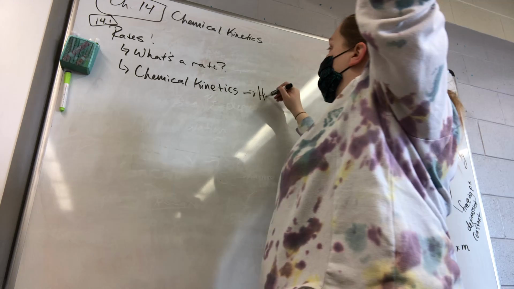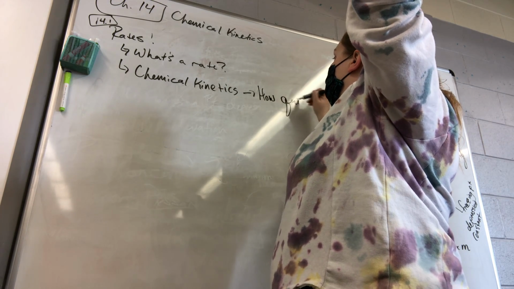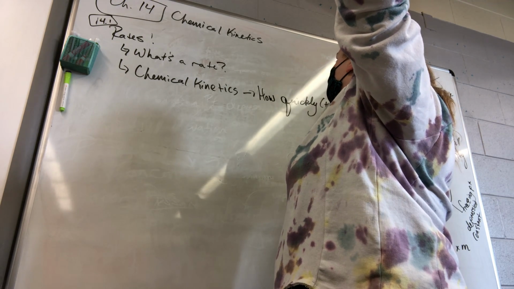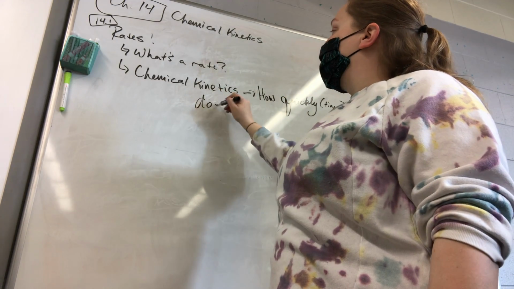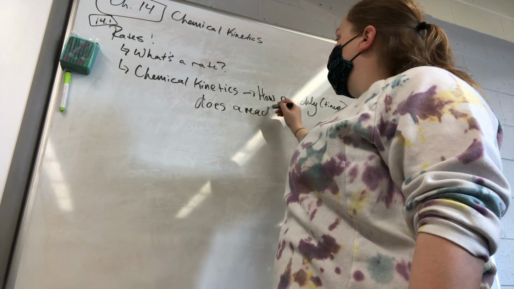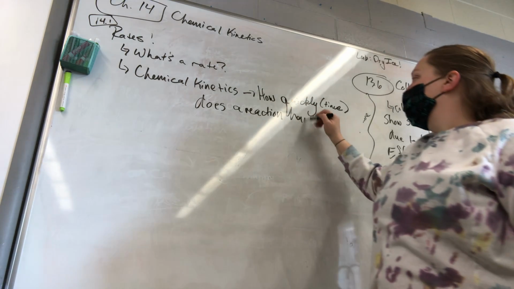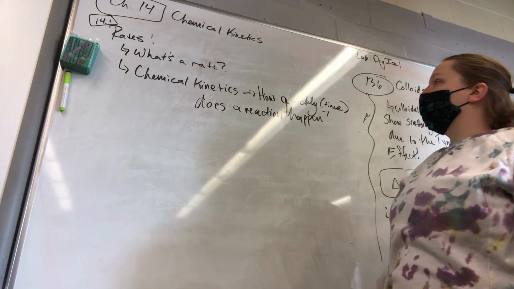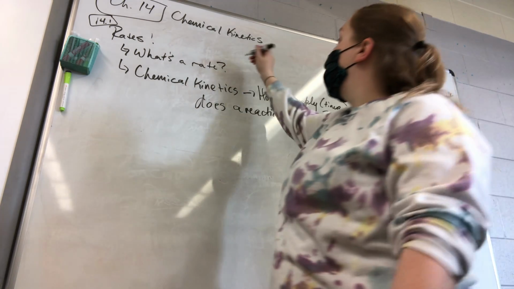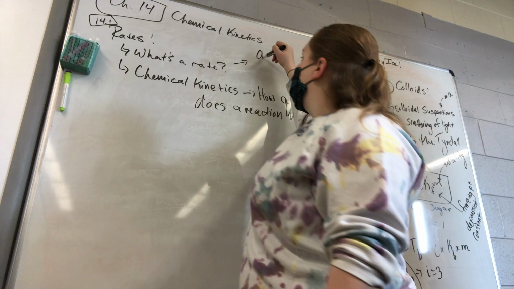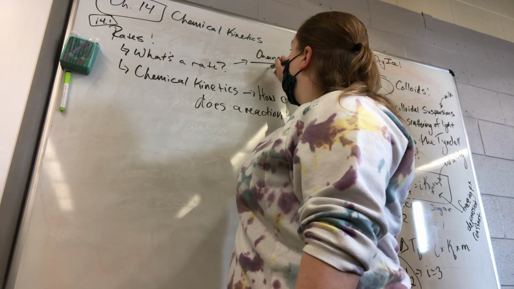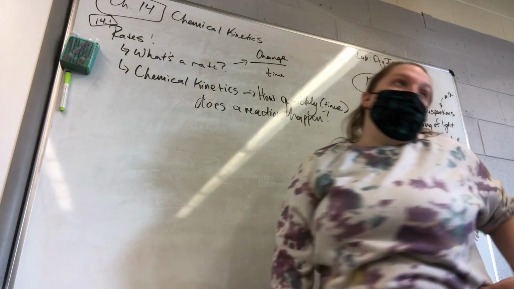Chemical kinetics is how quickly a reaction occurs, meaning involving time. How fast does a reaction happen? What is a rate? Okay. Change in something over time.